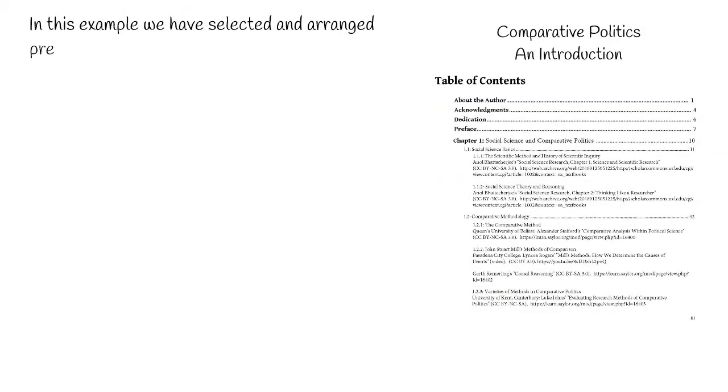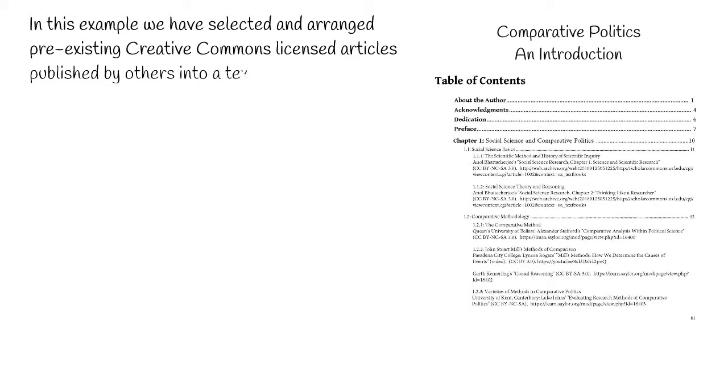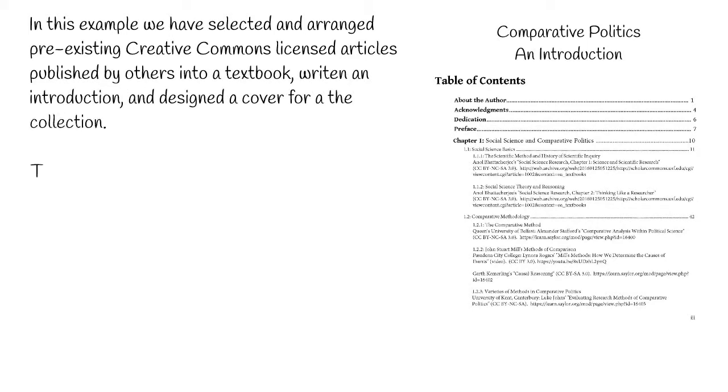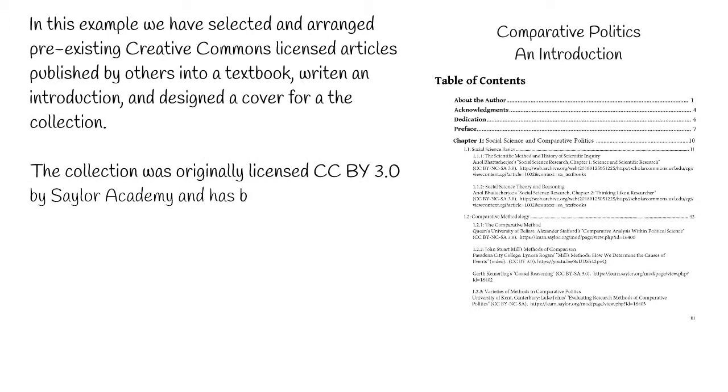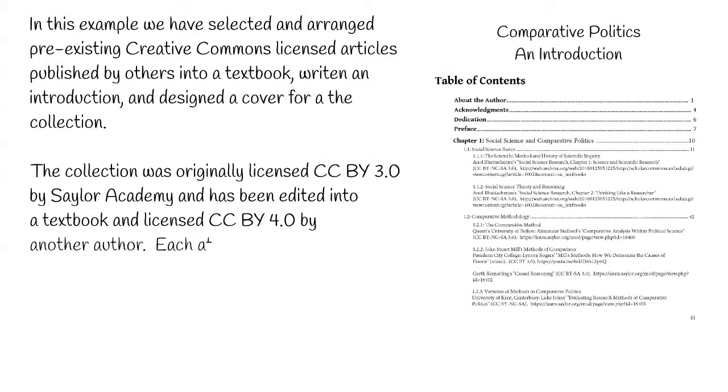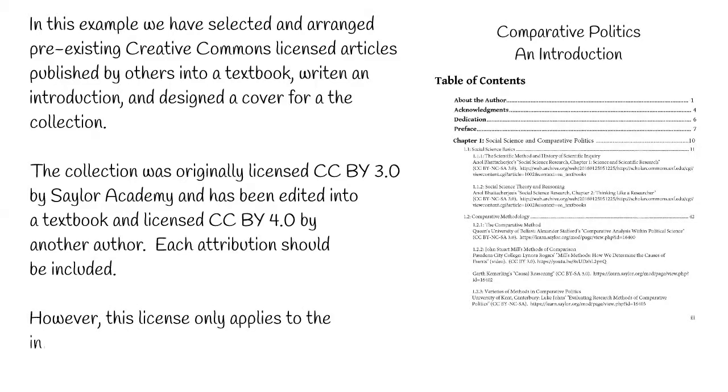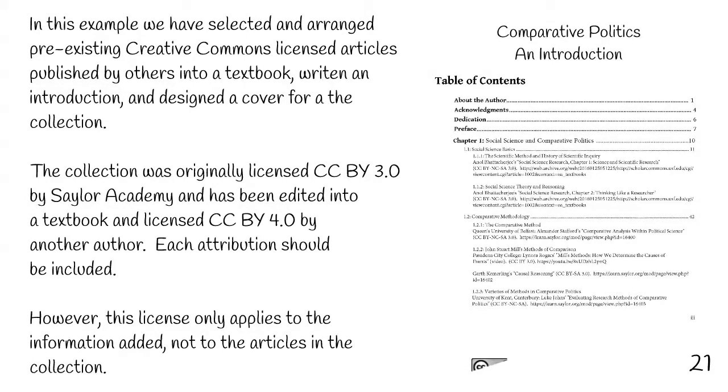In this example, we have selected and arranged pre-existing Creative Commons licensed articles published by others into a textbook, written an introduction, and designed a cover for the collection. The collection was originally licensed CC BY 3.0 by Saylor Academy and has been edited into a textbook and licensed CC BY 4.0 by another author. Each attribution should be included. However, this license only applies to the information added, not to the articles in the collection.